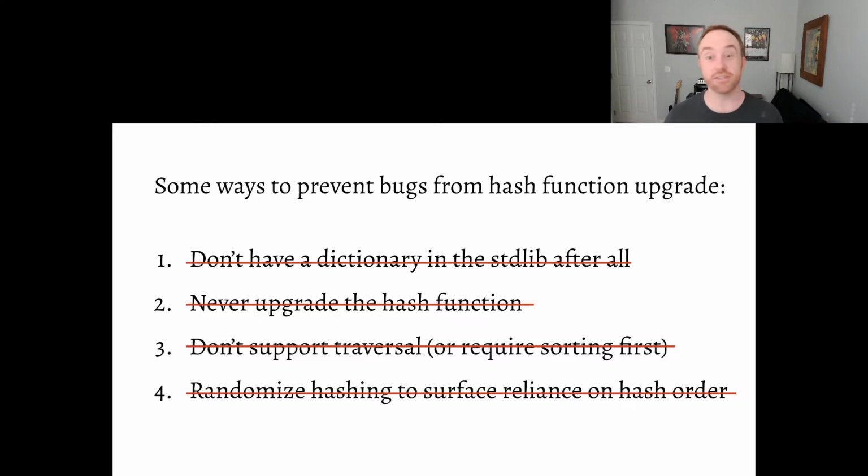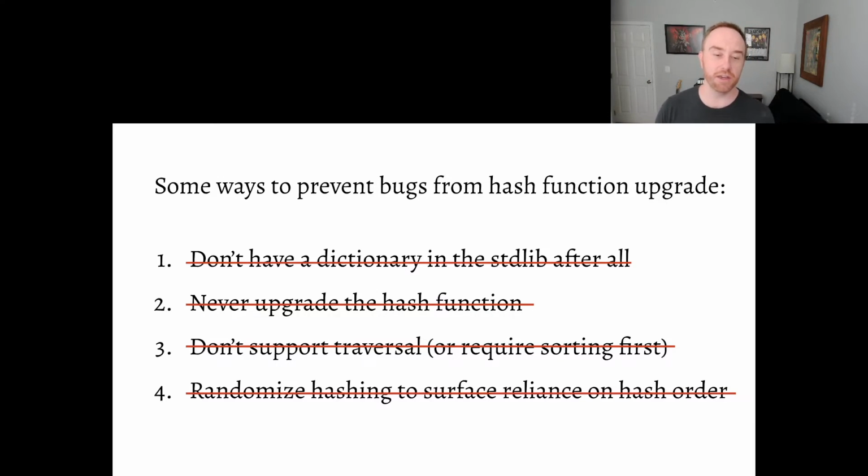You could also say, hey, just never upgrade the hash function. That'll do it. Again, doesn't make sense. Like if new hashing functions are going to come out, we're going to want to upgrade to them to make things run faster. You could say don't support traversal or require sorting first, before people can do traversals. But again, I don't think that's particularly realistic. It's important to be able to traverse your hash maps. That's one of the basic use cases that you're going to have if you want to have a dictionary in the standard library: people are going to want to traverse it.